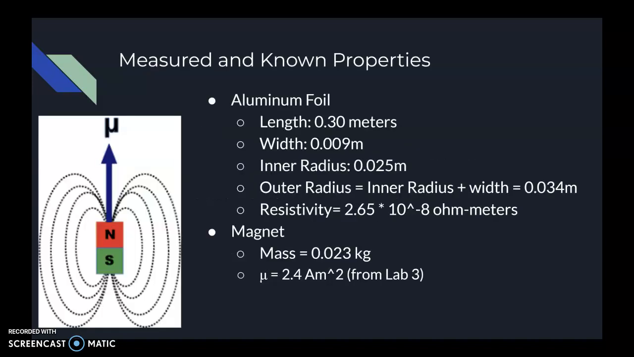This slide shows my measured values that will be needed for the computational model. The resistivity of the foil was given to us in the starter code, and the magnetic moment of the bar magnet was found in the third experiment that I mentioned before, which was 2.4 amp-meters squared. The direction of the magnetic moment is shown to the left, pointing out of the North Pole.